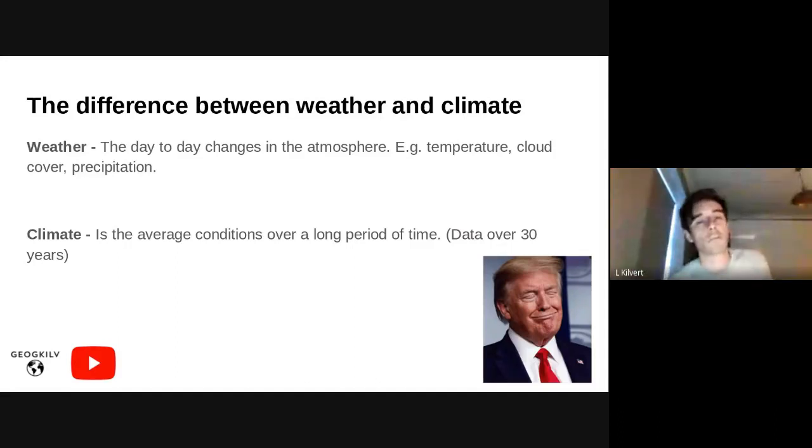Climate is something which is slightly different. Climate is the average conditions over a long period of time. And usually when we do that, we will use data over 30 years or more.